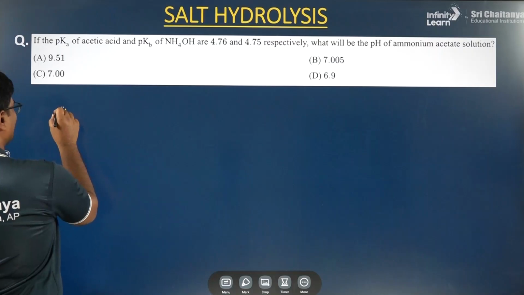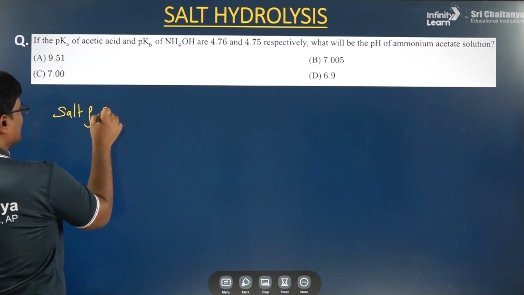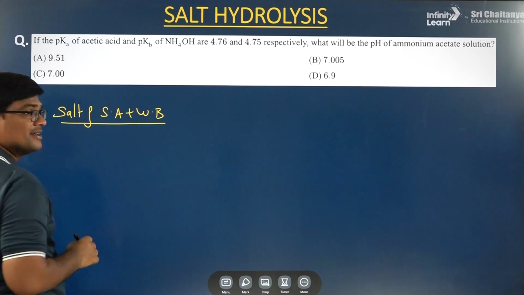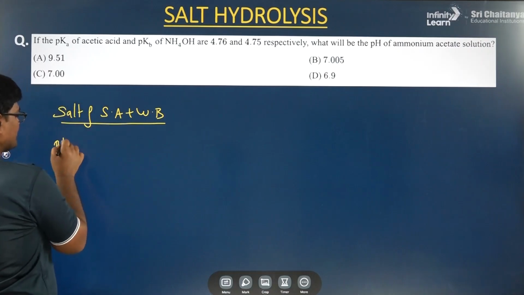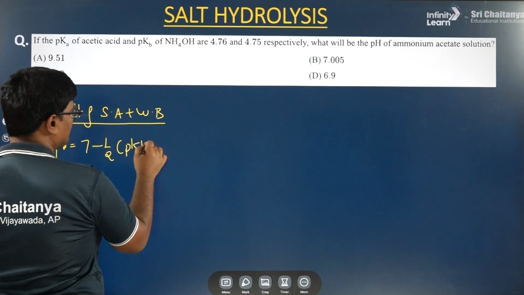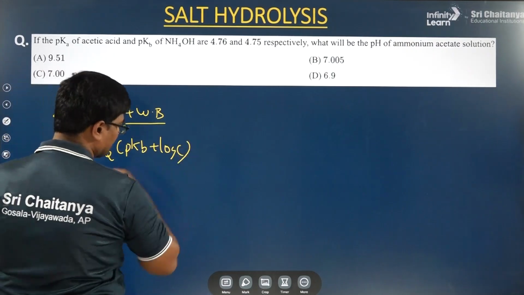Suppose you take a salt of strong acid and weak base. Obviously the acid is stronger, so the pH will be less. The formula of pH for that one is 7 minus half pKb plus log C. Weak base, right? pKb we will get.